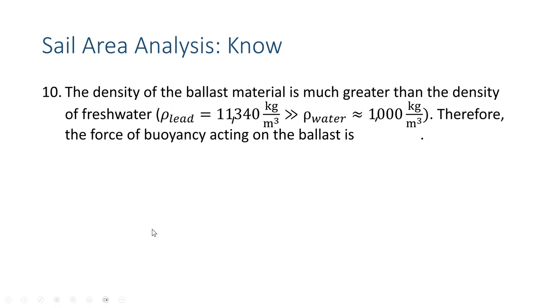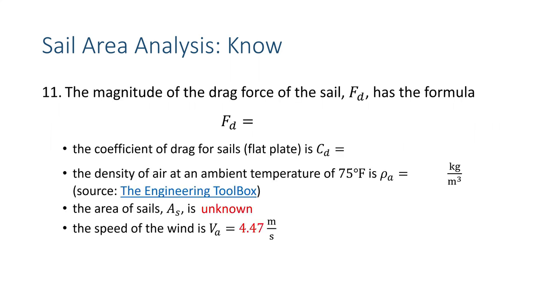Okay, last thing that I think we can know is that the density of the ballast material is so much greater than the density of fresh water, we can probably neglect the buoyancy force on the ballast as well. Because if we have our boat tilted in the water, there will be a buoyancy force acting in the positive direction, but the lead density is so much greater than the density of water that the buoyancy force is going to be tiny compared to the gravitational force. So we can neglect the buoyancy force on that as well.